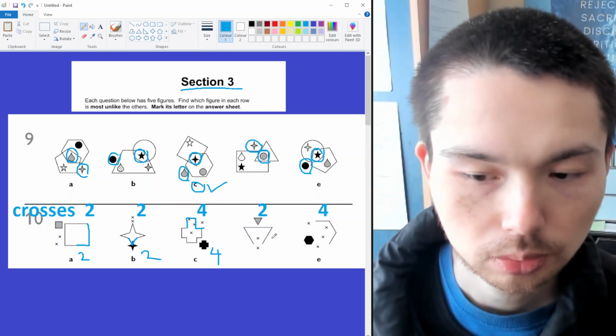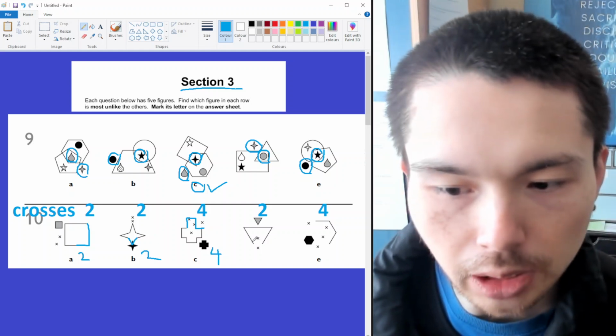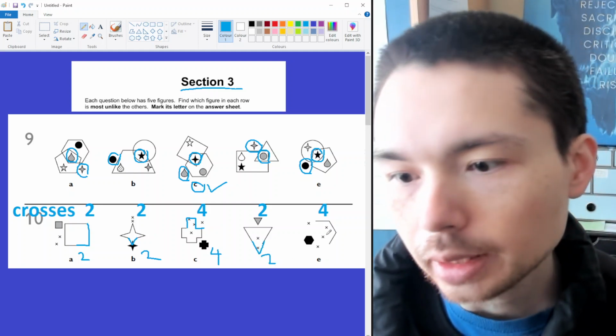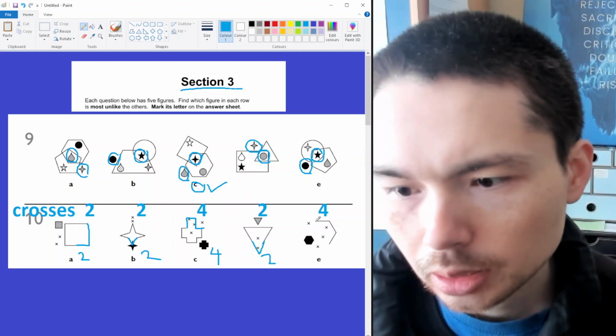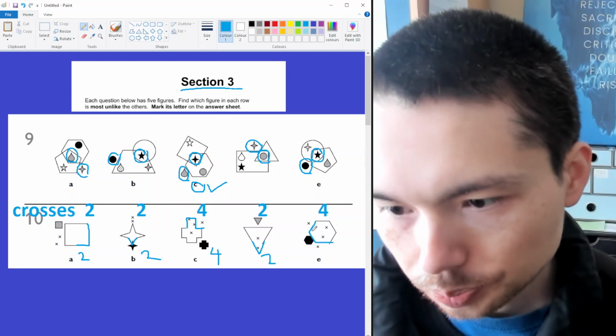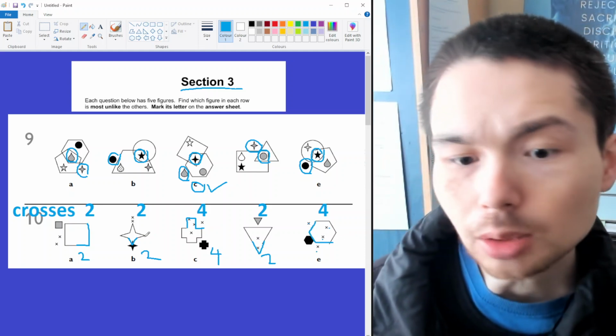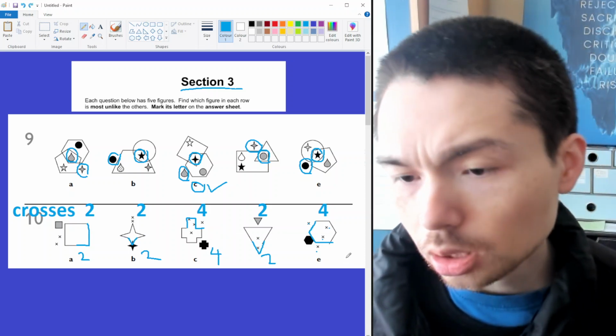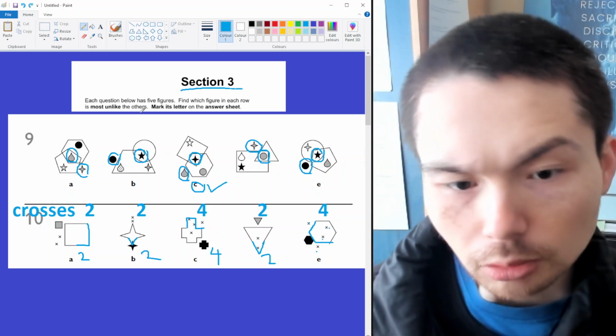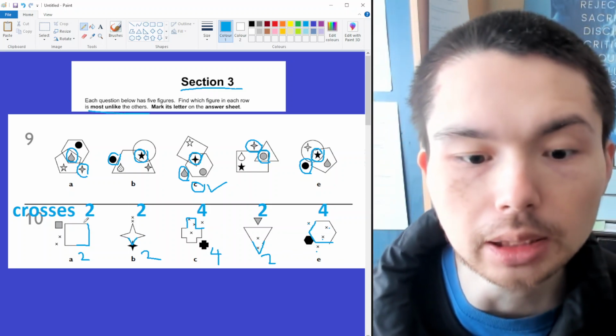Look at this weird ending triangle. It's not even finished. 1, 2. And here, some hexagon we're going to complete. 1, 2, 3. But look at the crosses. They're 4. So that's the connection. You see, we do all this working, and guess what? It's the last one we check anyway, to find the shape that is most unlike the others.